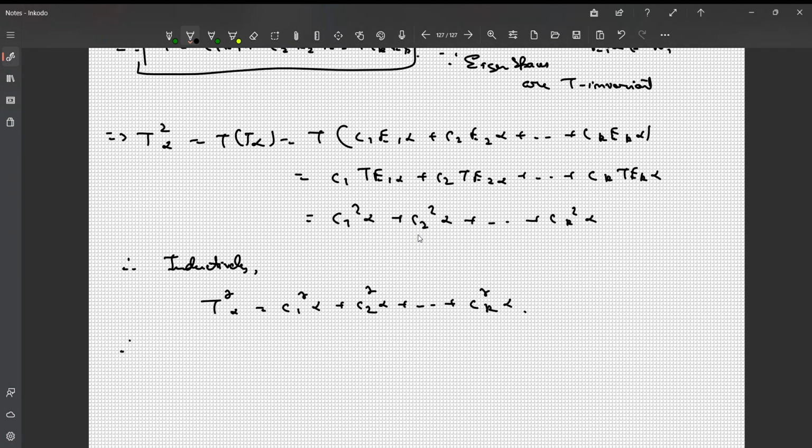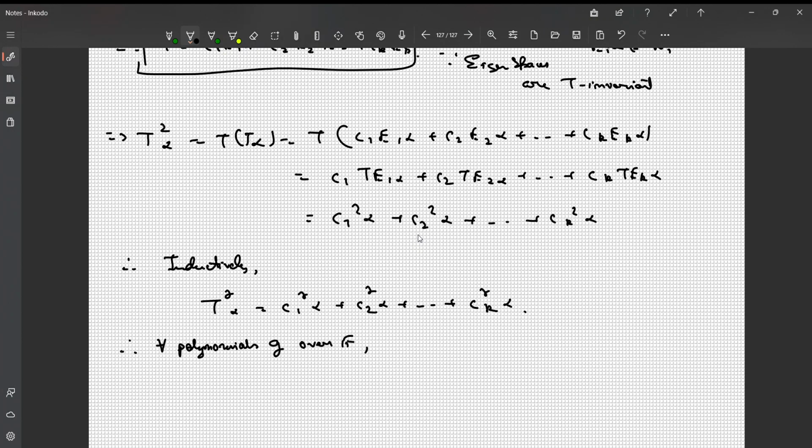So if I have these powers of T written in this form, then I can consider any polynomial under T. Right? Therefore, for all polynomials g over F, g(T) of alpha is nothing but g(c1) E1 alpha plus g(c2) E2 alpha, or we can write this directly in this form, right?